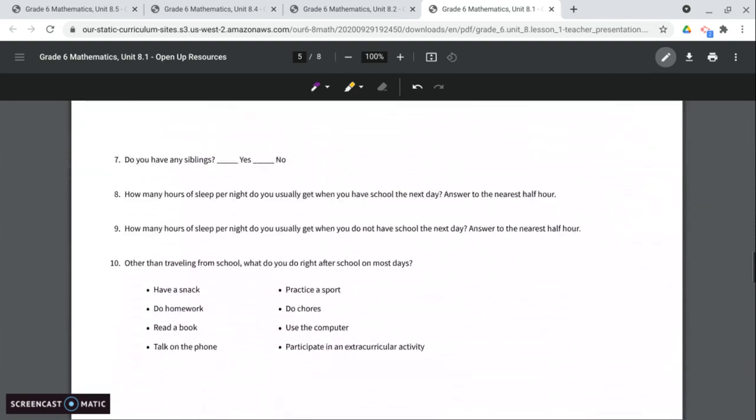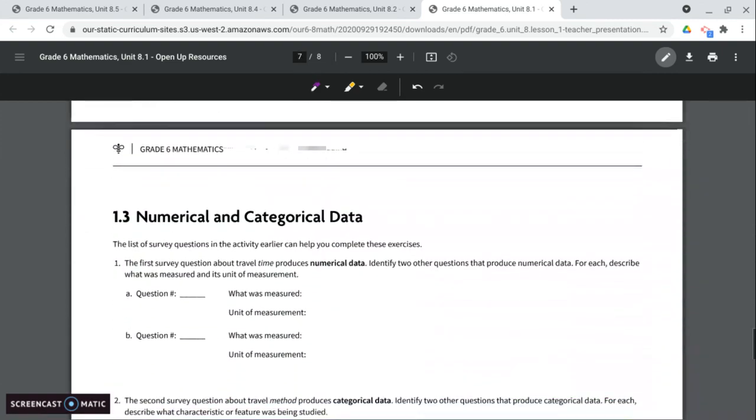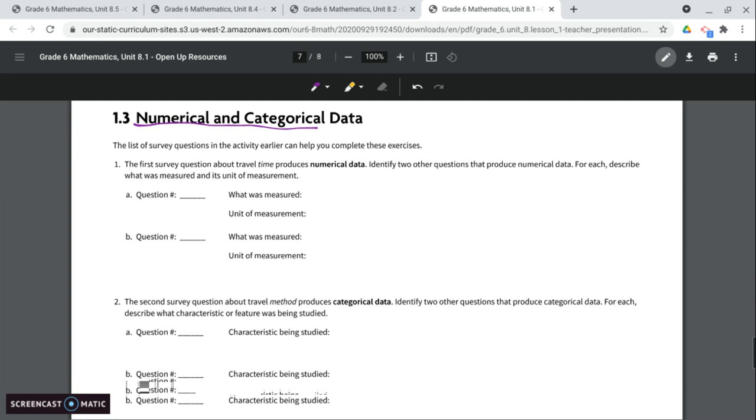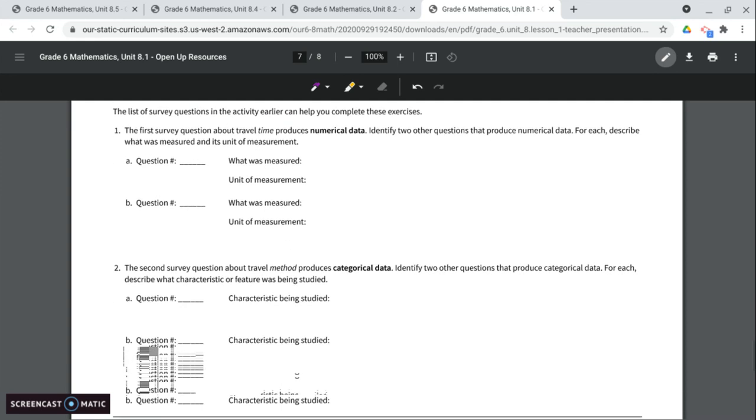Now, the next part that we are looking at is numerical and categorical data. So your keyword for this lesson is numerical and categorical. It's the whole expression. So a list of survey questions in the activity earlier can help you complete these exercises. The first survey question about travel time produces numerical data. Identify 2 other questions that produce numerical data.